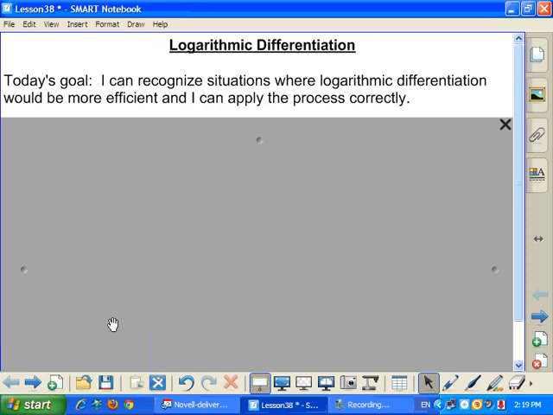Hello and welcome to Lesson 38, Logarithmic Differentiation. This is the last topic in Unit 3.